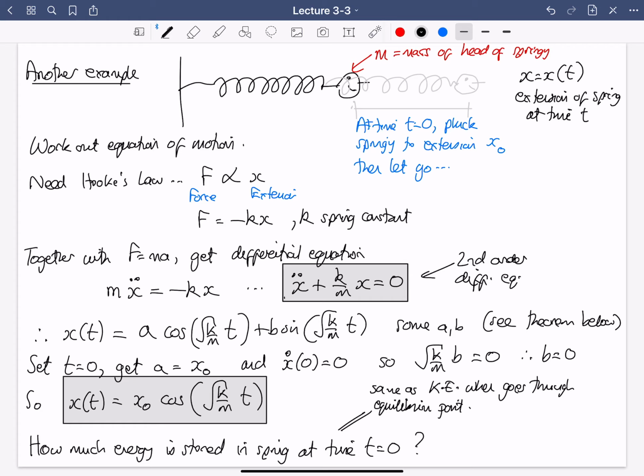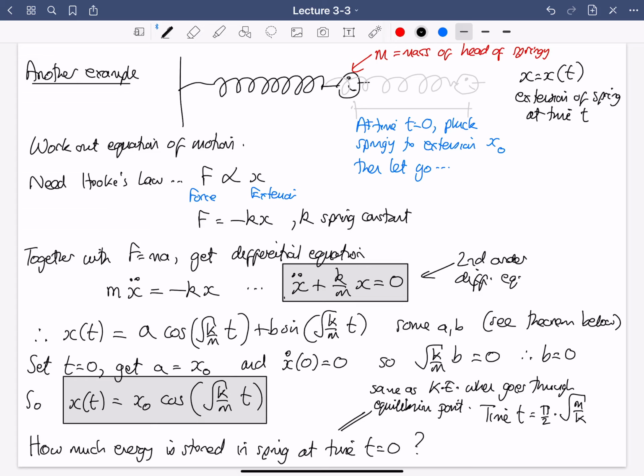Okay, so how are we going to work that out? When does it go through the equilibrium point? Well, that's when x of t is 0. So we want this cosine to be 0, so we want the argument to be pi by 2. So when does it go through the origin? It's when root k over m t is pi over 2. So t is pi over 2 times root m over k.